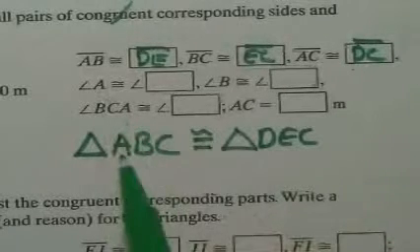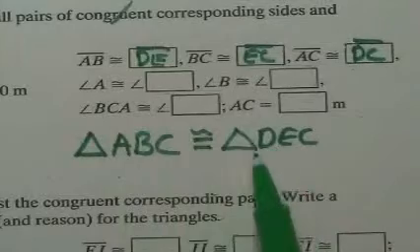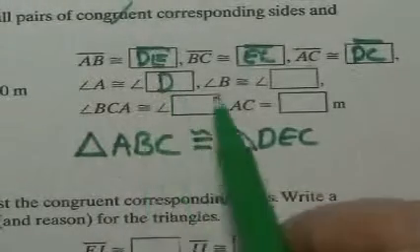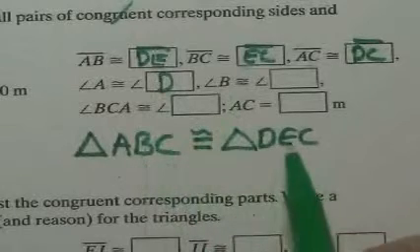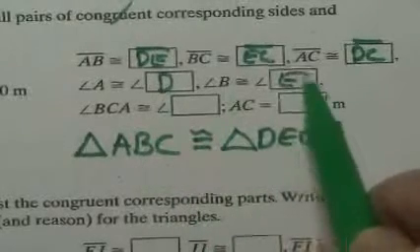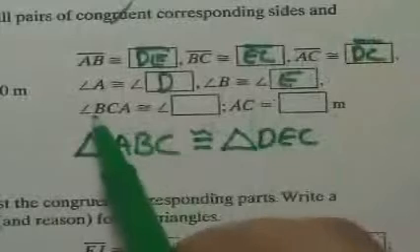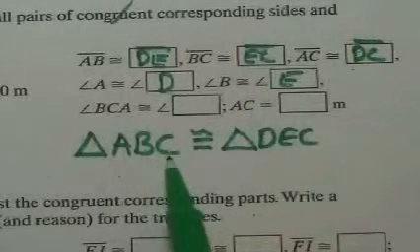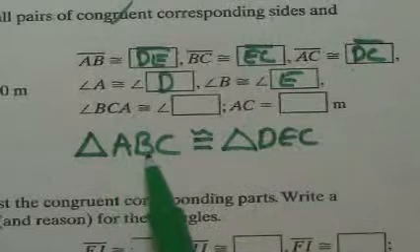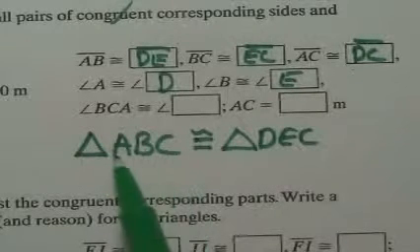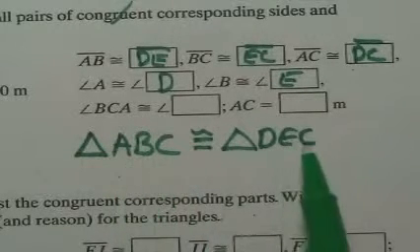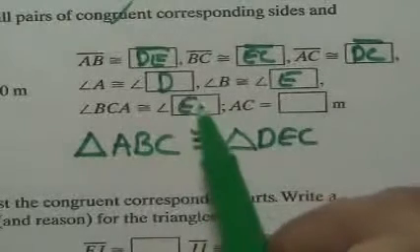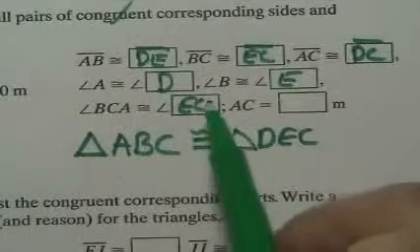Angle A matches up with D. B matches up with E. Angle BCA. Angle BCA. See that? The second, third, and first should match up with the second, third, and first. E, C, D.